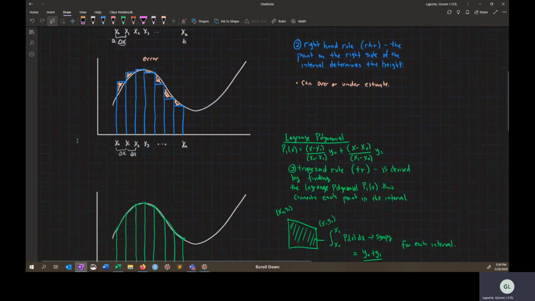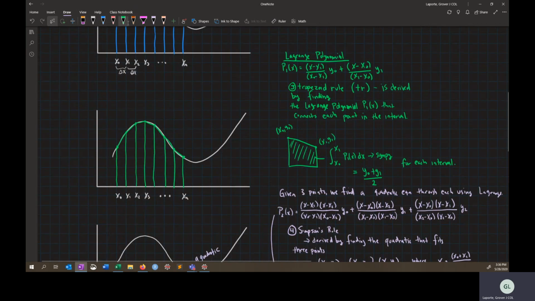The next one is not as easy. The next one is called the trapezoid rule, TR for short, and it's the third thing that we talk about. All the trapezoid rule does is use a line, what's called a Lagrange polynomial, a P1 Lagrange polynomial, because it's just a line. So it's just a line that connects those two points. And then all we do to find this, y0 plus y1 over 2, is integrate. We'll see that here in a second. We'll pull up the Python code to look at it.